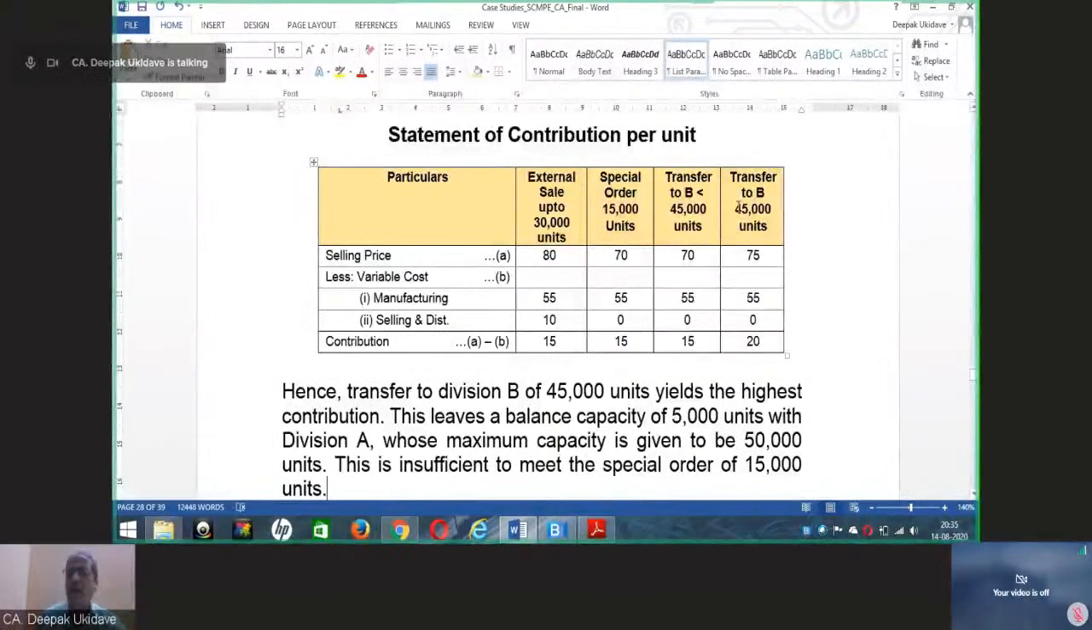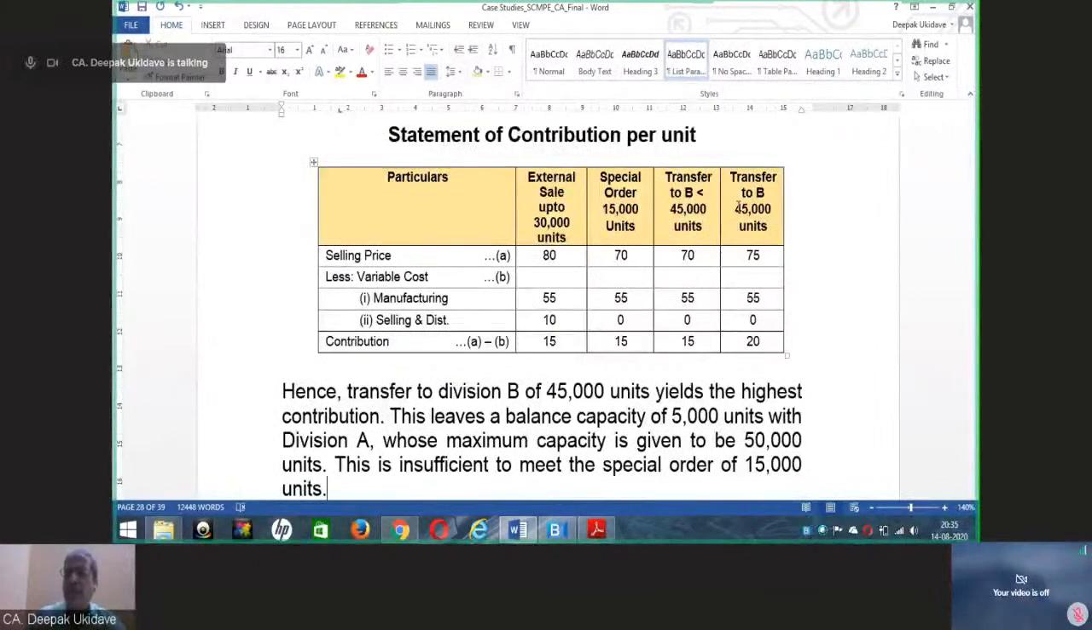And you can look at the contribution. This table is extremely important. And this has to click for you in the exam, that you have to prepare a table like this where you compare the contribution per unit in 4 different situations, right? First situation, external sell up to 30,000. Second, special order accepted 15,000. Third, transfer to B less than 45,000. That means B wants either full requirement to be catered to, or they don't mind anything less than full, provided they are ready to pay only a lesser transfer price.